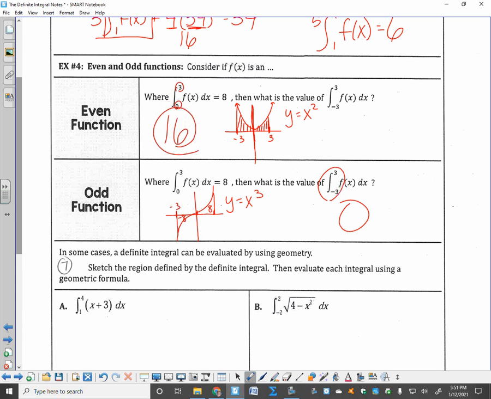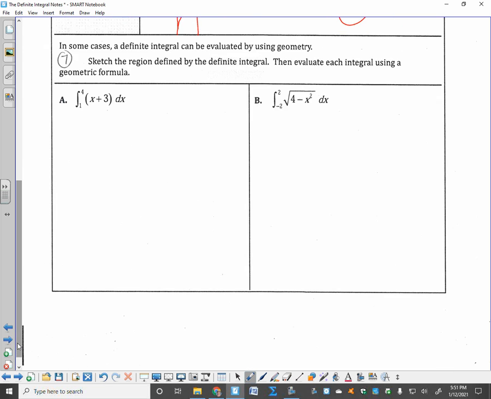In some cases, a definite integral can be evaluated by using geometry. All right, so this should go very quick and we're almost done. So this is linear. I want the area under the curve x plus 3 from 1 to 4. Well, 1, 2, 3, and a slope of 1. I mean, you should be able to draw this super fast. And I want the area from 1 to 4.